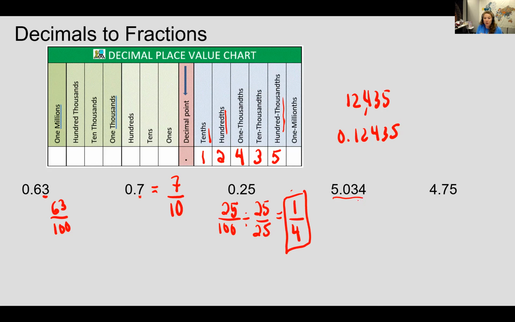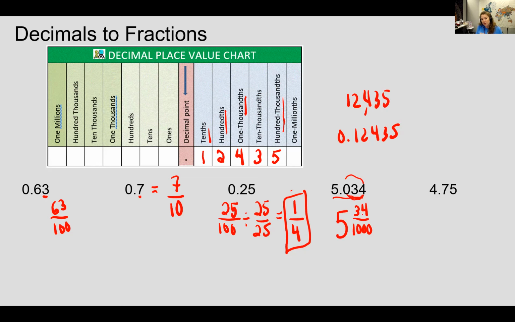All right, what if I have a whole number in front of my decimal? Well, that's okay. You keep it a whole number. All right, then all I have to worry about is putting the rest of this as a fraction. Well, how do I say this part right here? I say 34 thousandths, right? Because the 4 is in the thousandths place. So I'm going to write 34 thousandths.